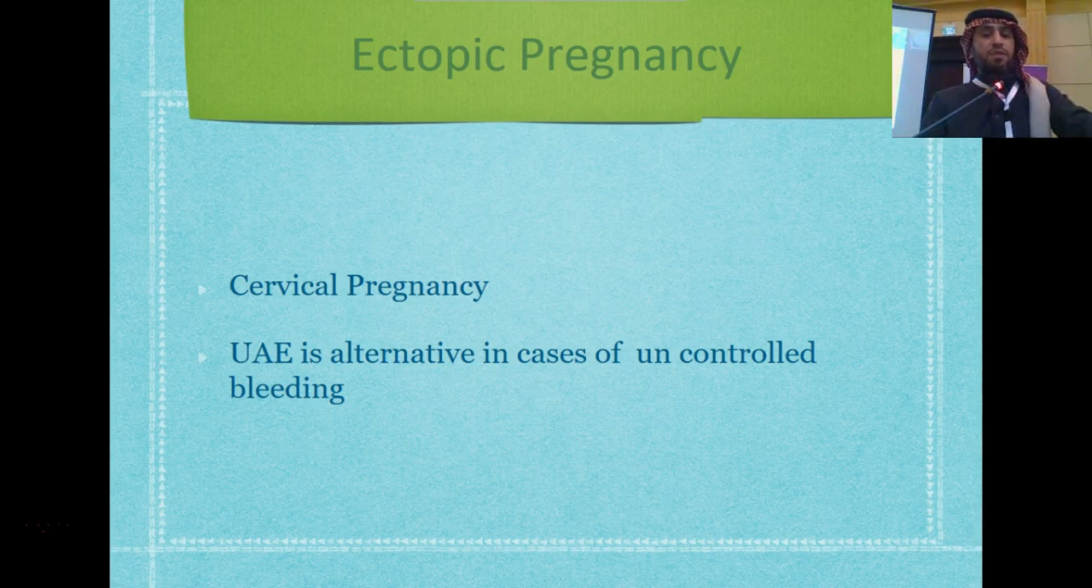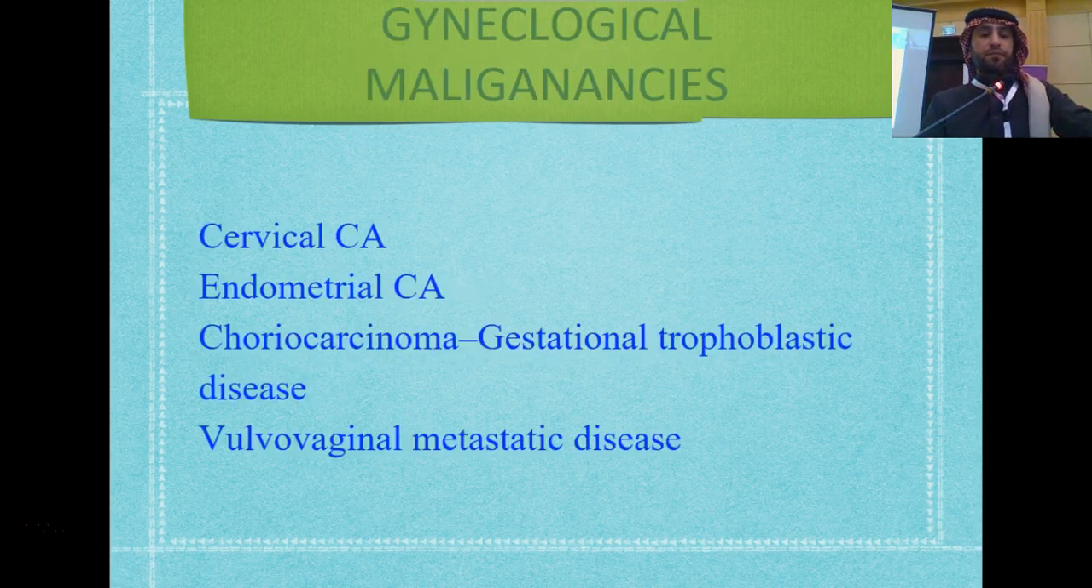Uterine artery embolization is very safe in controlling those types of bleeding. As you know, this is very vascular, so sometimes you use methotrexate and it fails, not responding. So you think about embolization.